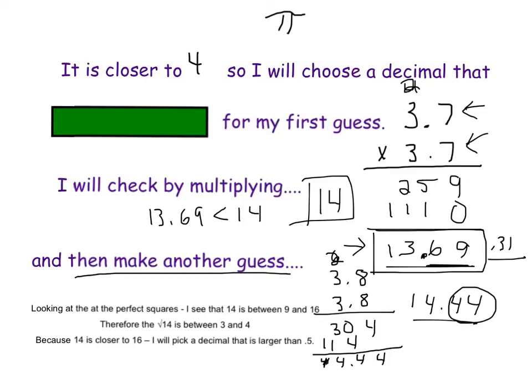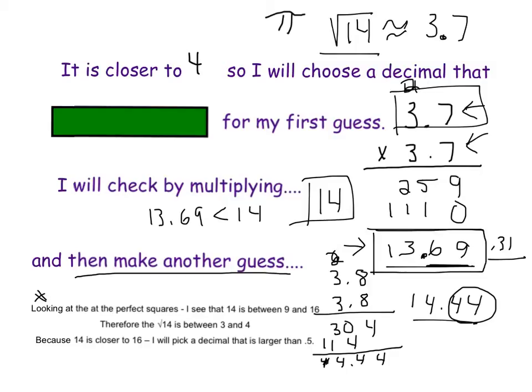It is not. It's what we multiplied by. So my answer for the square root of 14 is approximately 3.7. So again, what we did is we found the 2 perfect squares that the square root of 14 was between. We saw that 14 is between 9 and 16. Therefore, the square root of 14 is between 3 and 4. Because 14 is close to 16, we picked a decimal that was larger than 0.5, and then we did the multiplication to check to see which one is closer.